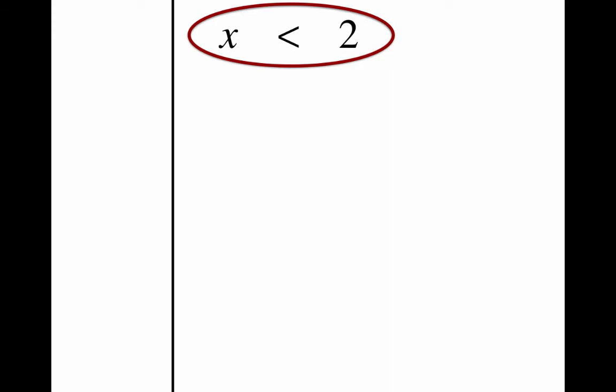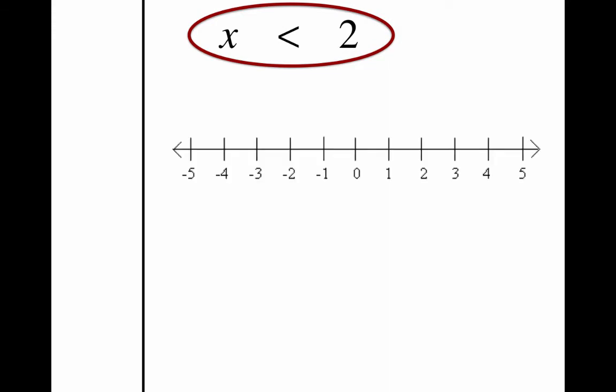So we're going to take x is less than 2, and we're going to take our ruler and draw a nice number line. I always put 0 in the middle, and then I do my numbers to the left and right. So 1, 2, 3, 4, 5, negative 1, 2, 3, 4, 5. Notice my number line has arrows. Don't forget your arrows. And it's nice and neat.